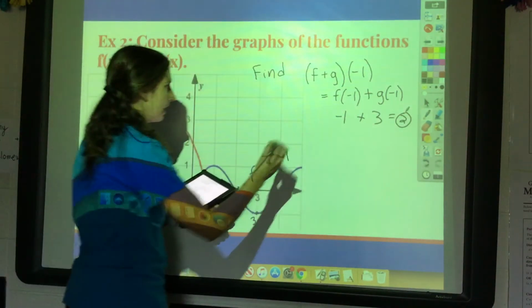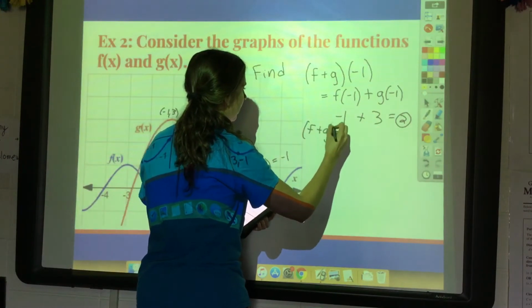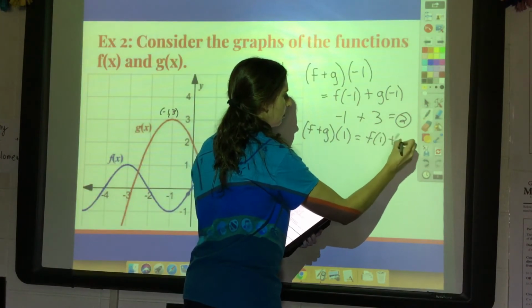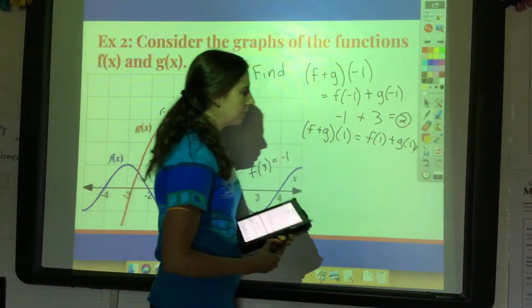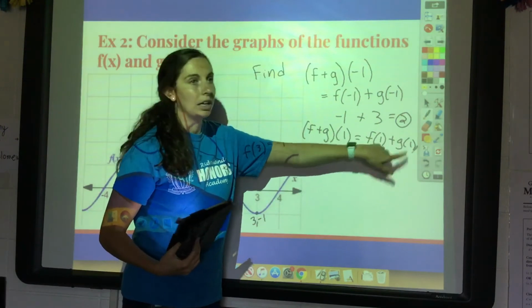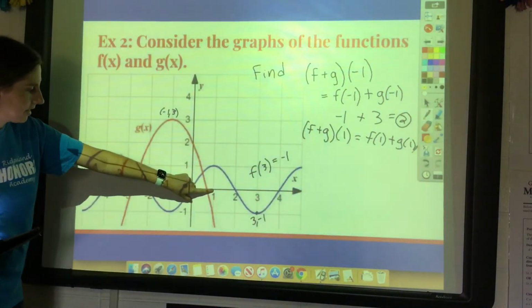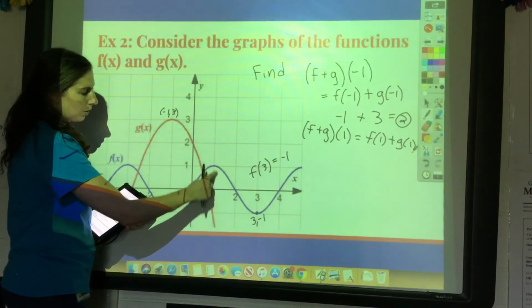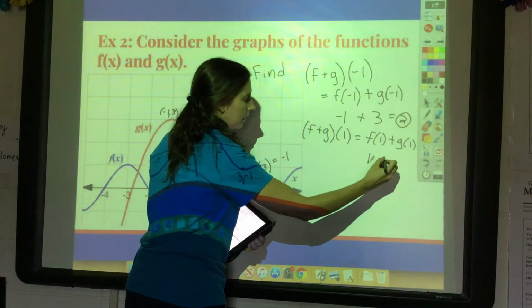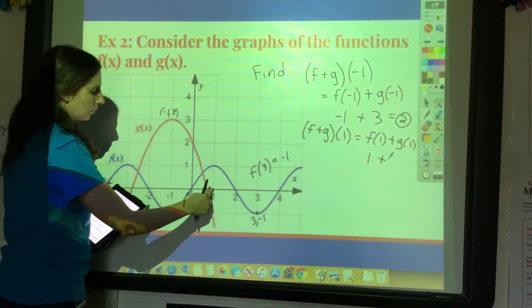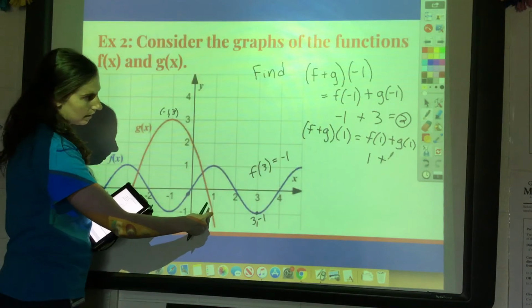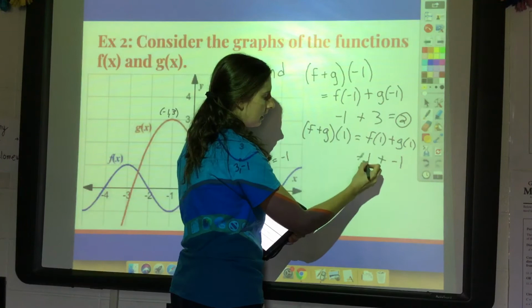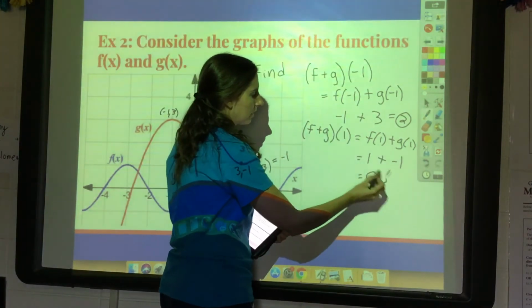Let's try another one like that. Let's do f plus g of 1, which again, we'll just do f of 1 plus g of 1. Basically, just go see where the two graphs are when x is 1. That happens here. The f function is at 1. It's at (1, 1). So that's its output. The g function, when x is 1, is down at -1. So 1 plus -1 is 0. That's my answer on that one.